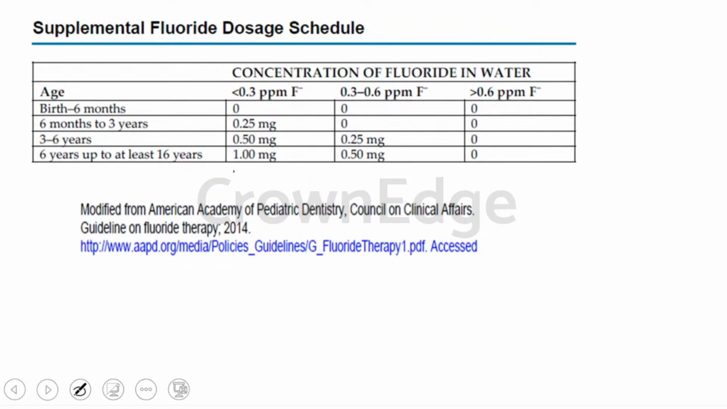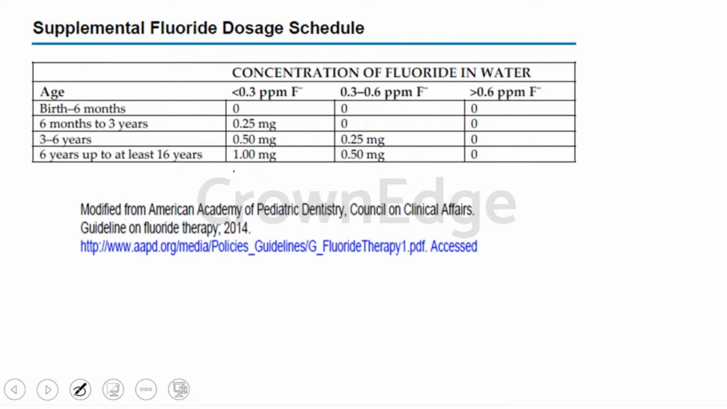Now, this table is a very important table. Okay. Easy to remember things are that you do not give fluoride to any child who is less than 6 months of age. Okay, whether they live in a fluoridated area or a non-fluoridated area is not a matter here. It's all zero at the first row. Okay, if the child is between 6 months to 3 years of age and they live in an area where the fluoride concentration is less than 0.3 ppm, then it's 0.25 milligrams. So this was the case scenario that I had presented to you.